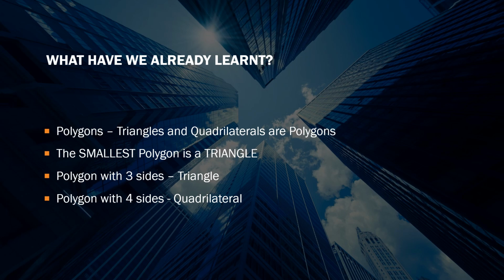What have you already learned? We have learned a little bit of triangles and quadrilaterals when we were learning about polygons. What we learned is triangles and quadrilaterals are also polygons. We also learned that the smallest polygon is a triangle. A polygon with 3 sides is a triangle and a polygon with 4 sides is a quadrilateral.